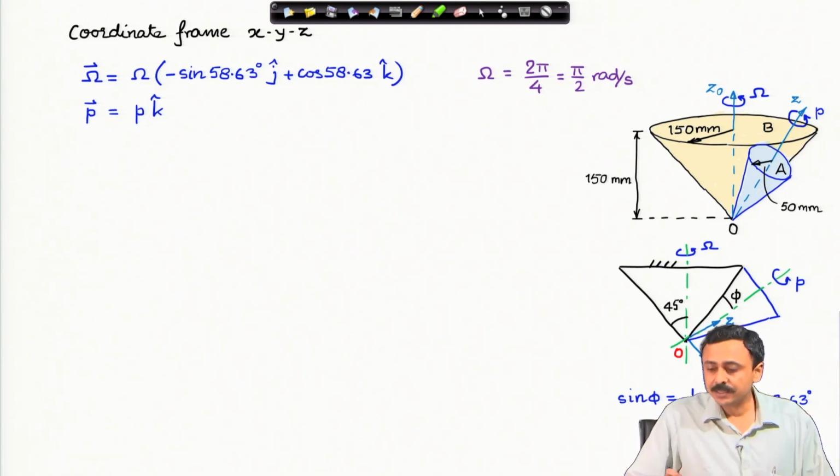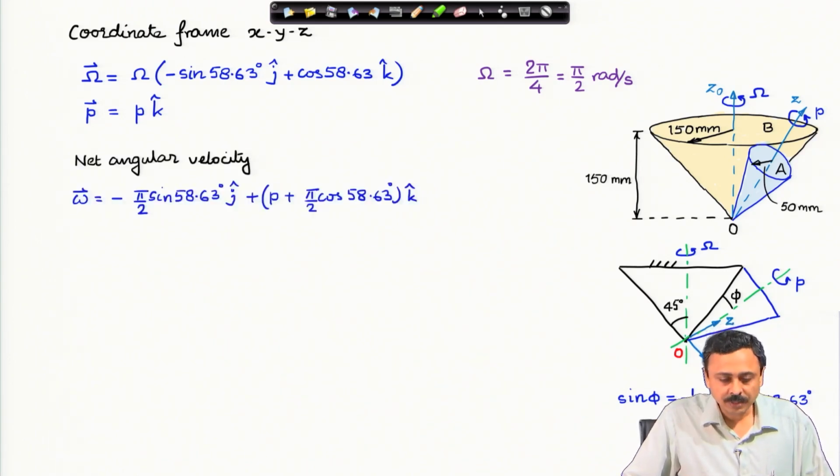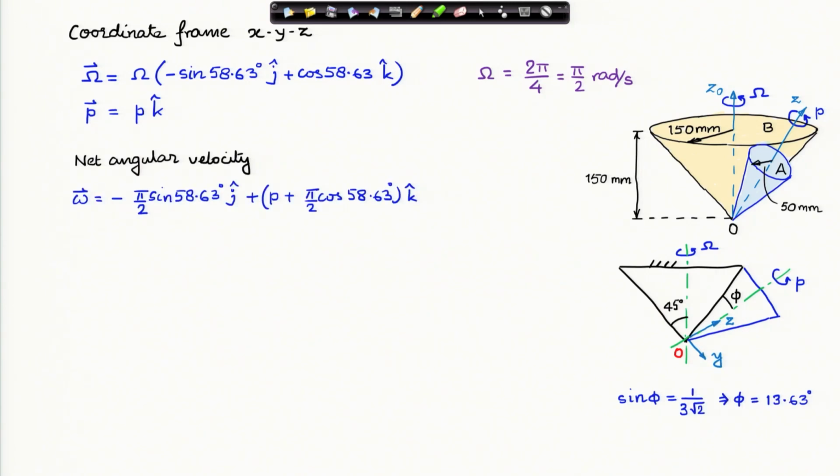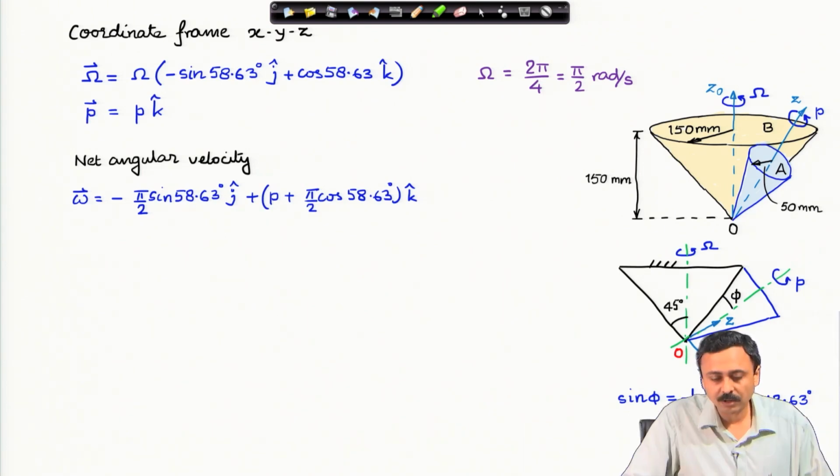but what we know is the no slip condition between the two cones. There is a no slip condition between the two cones. How to use that? First, we find out the net angular velocity of the smaller cone, the cone A. How do I find out? It is the frame angular velocity plus the angular velocity of cone A with respect to the frame, which is the spin angular velocity, and that is what I have written here. The net angular velocity omega of cone A is the frame angular velocity plus the spin angular velocity.